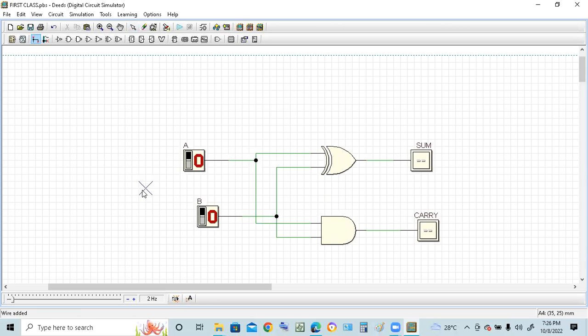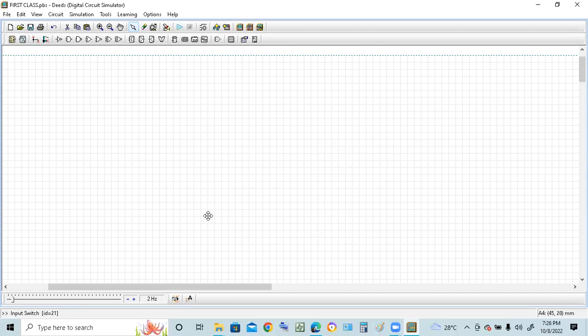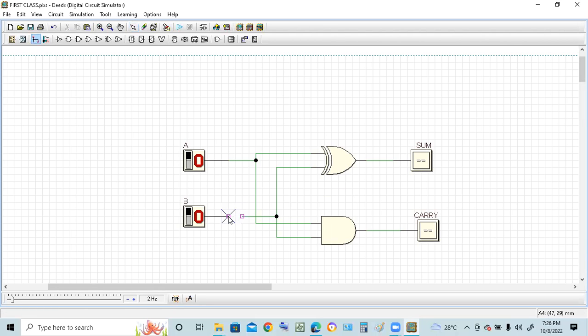Anybody have it yet? Anybody bring a truth table? Yes. All right, wait a second. What does the truth table say now? I say 0 and 0, give you what? 0. So my A and B are 0, so my carry is 0.